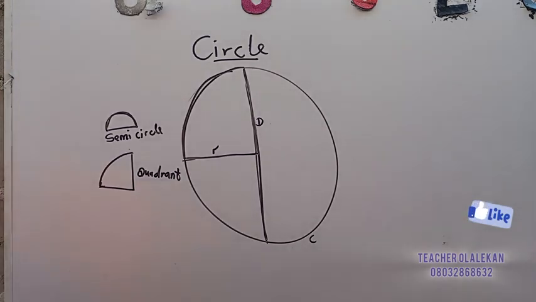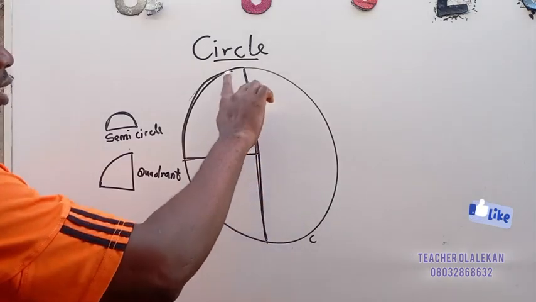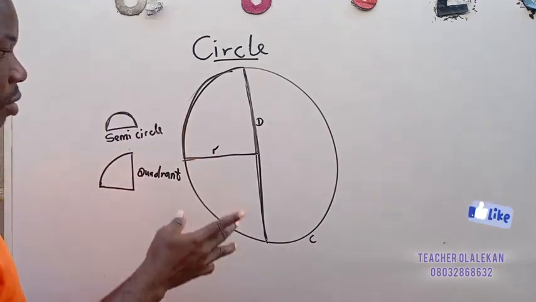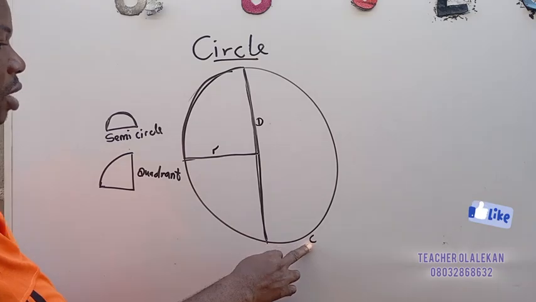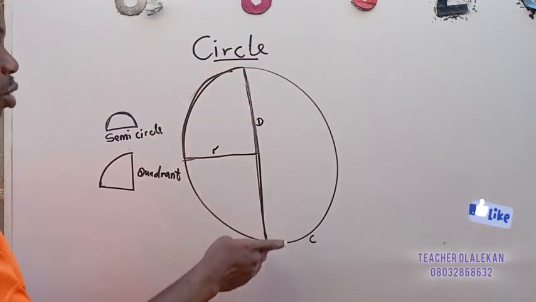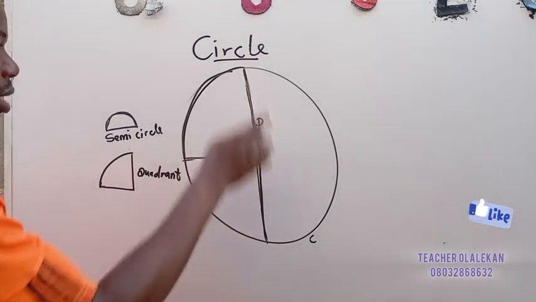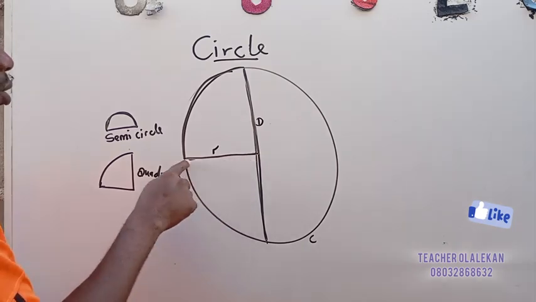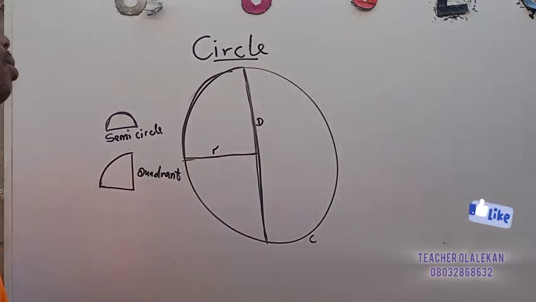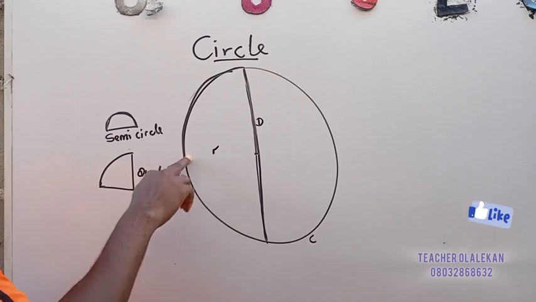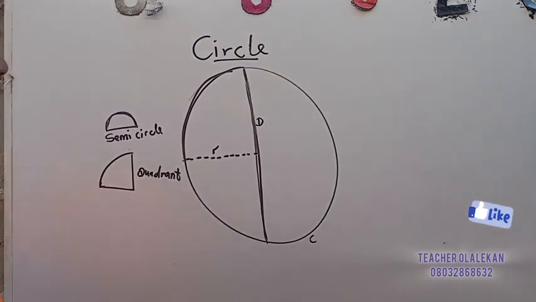So now we've learned about a circle. We said a circle is a round object. The line that travels around the circle is called the circumference, which can be denoted with C. The line that divides the circle into two equal halves is called the diameter, which is D. And the line that travels from the center of the circle to the circumference is called the radius. That would be obvious.